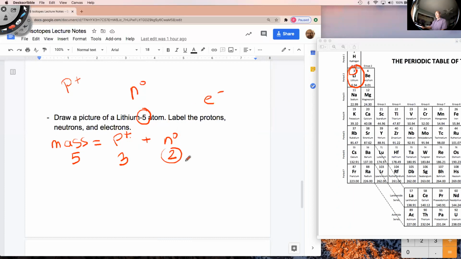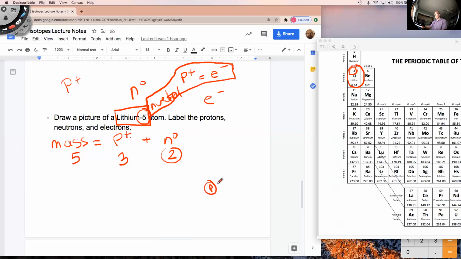Now we can draw this. We know the neutrons, the protons. Whoa, do we know the electrons yet? Yes, because this is a neutral atom, and we talked last class about a neutral atom. A neutral atom has protons equal to the number of electrons. So in any neutral atom, the protons equal the electrons, which means if you have 3 protons, you have 3 electrons.